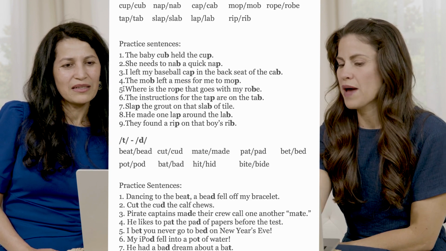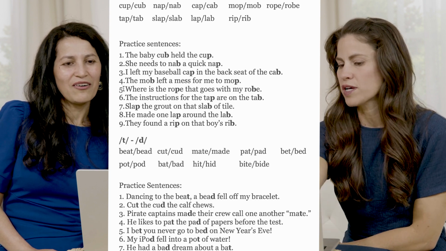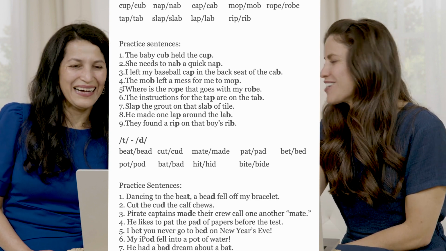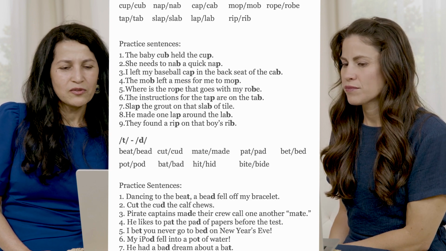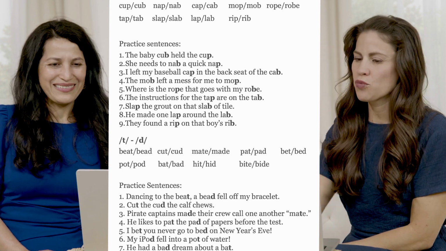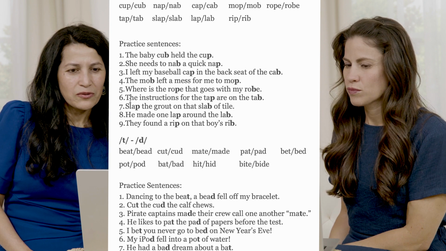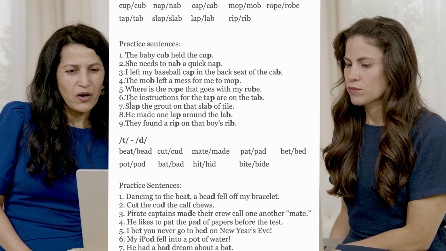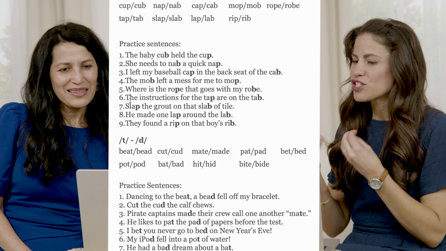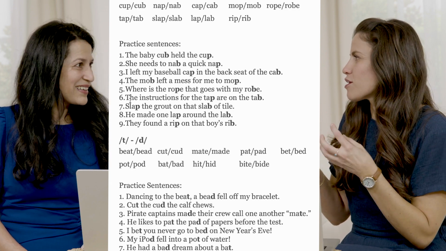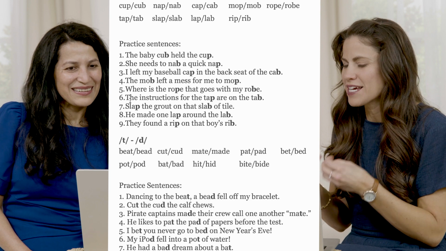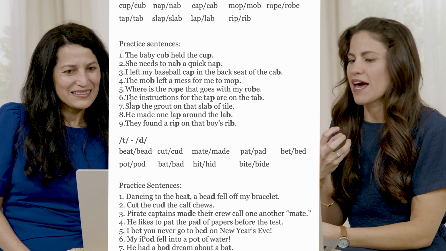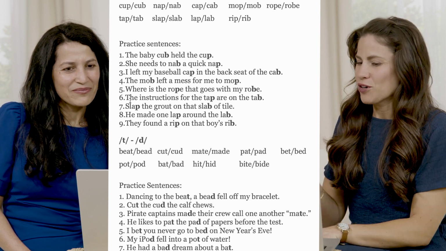Okay, so backwards. So the mob, that's the voiced one. The mop is the voiceless one. So try it one more time. The mob left a mess for me to mop. Perfect. Okay, do one more here. Where is the robe that goes with my robe? Good. What I can tell from you is that you have that awareness of your voiced and voiceless sounds because you're activating that B at the end. So that's really nice.